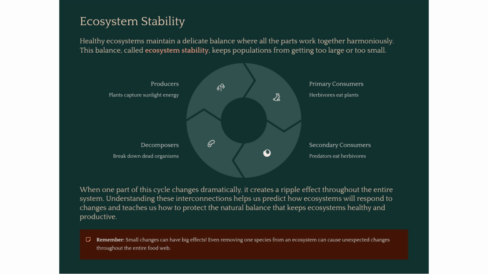Healthy ecosystems are like a finely tuned machine. They are in a state of balance. When a sudden change occurs, whether it's a heat wave, a new species, or pollution, that balance can be thrown off, causing a ripple effect throughout the entire system. Understanding these intricate interactions is crucial if we want to protect and preserve the health of our planet.